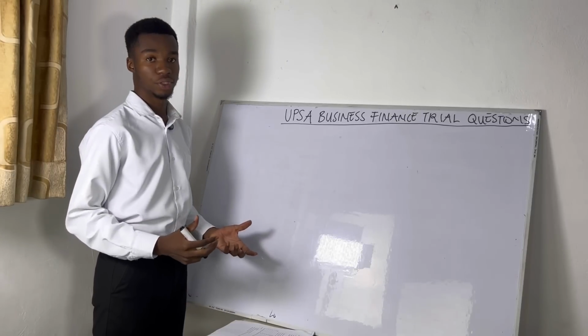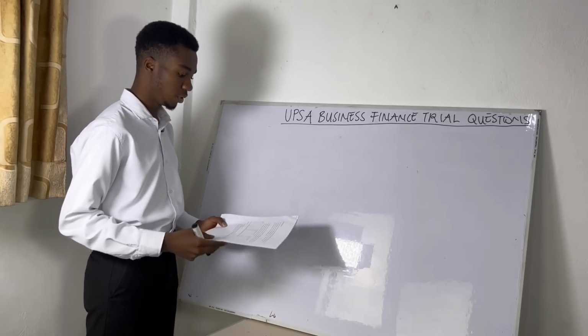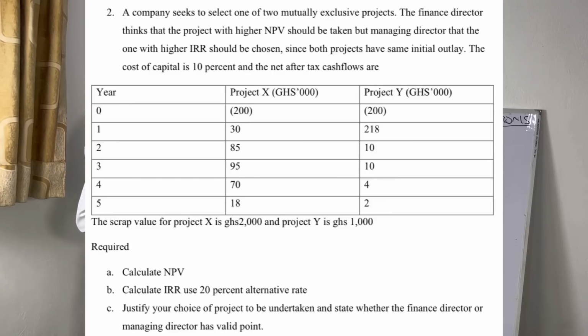So now I'm going to move on to question 2. It's also under capital budgeting. So let me read it. The question says, a company seeks to select one of two mutually exclusive projects.